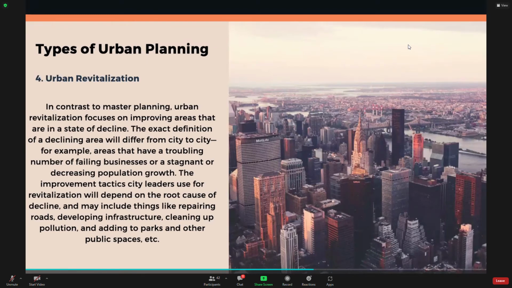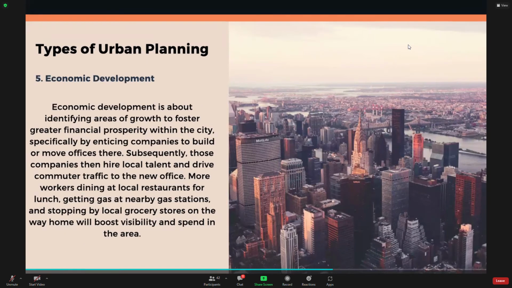And then next we go to economic development. So here, one of the types of urban planning is economic development. So this is what I mentioned just now. When you talk about urban planning, it's not only physical like you saw in this picture. It's not only on building, but it's on economic.